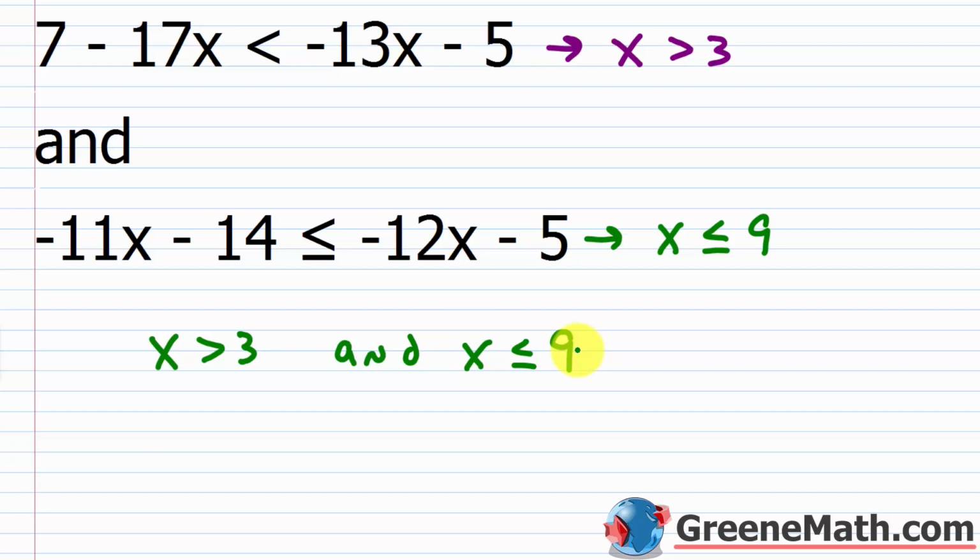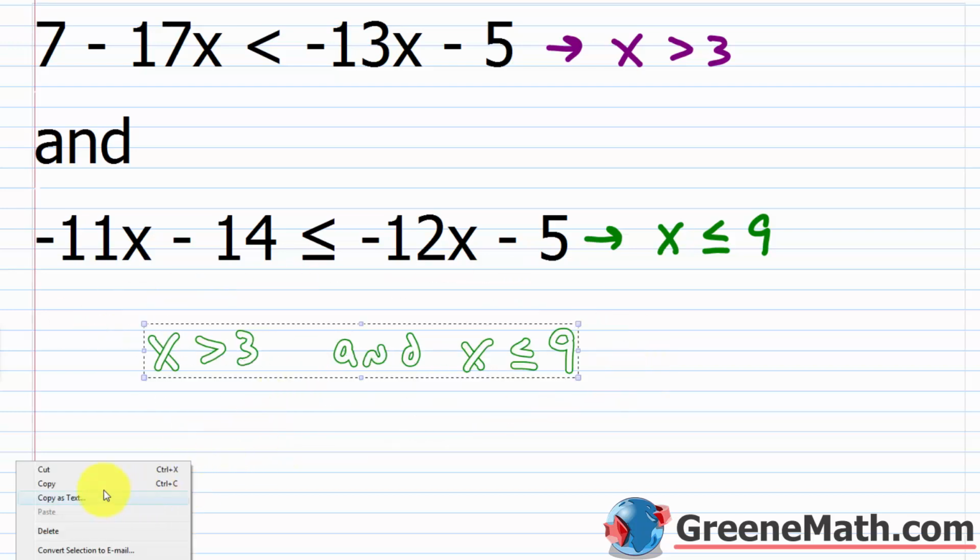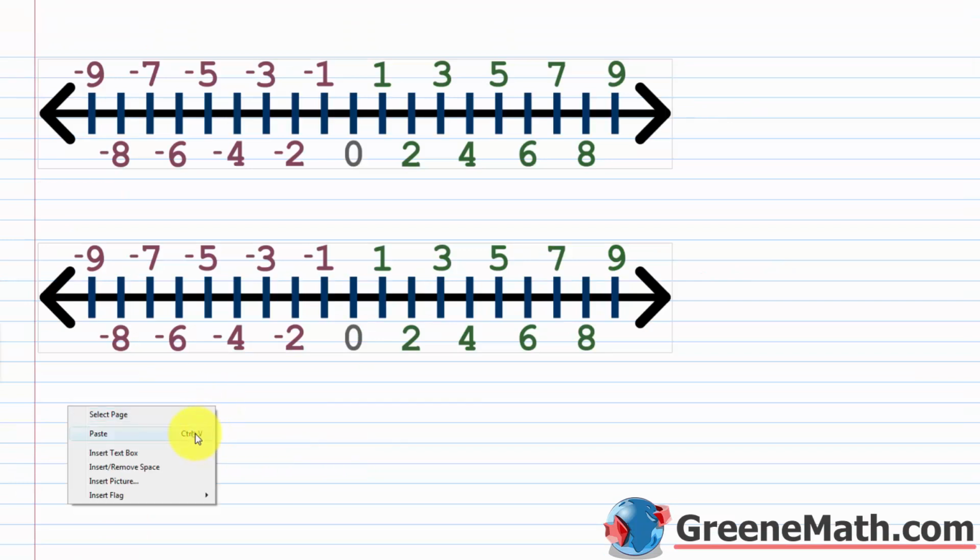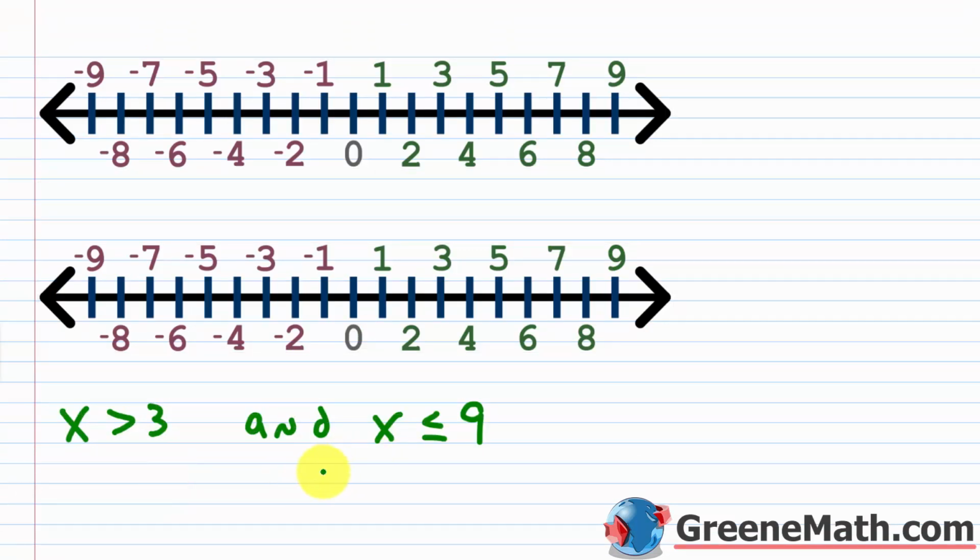Let's copy this real quick, and I want to show you this on a number line. So I've got 2 of these, and I'm just going to do one on the top and one on the bottom, and we'll see the intersection or the overlap between the 2 graphs. So if x is greater than 3, I'd put a parenthesis at 3, just shade everything to the right. Then for x is less than or equal to 9, I'm going to put a bracket at 9, and I'm going to shade everything to the left.